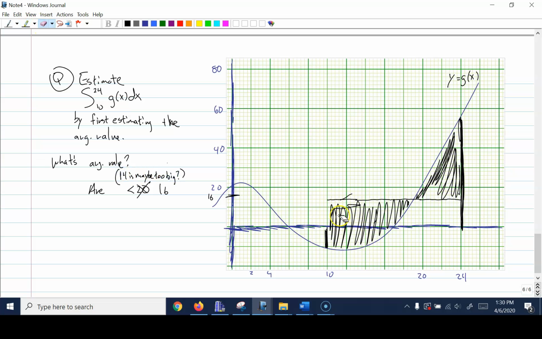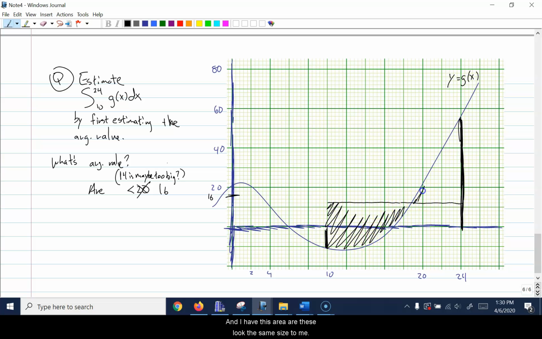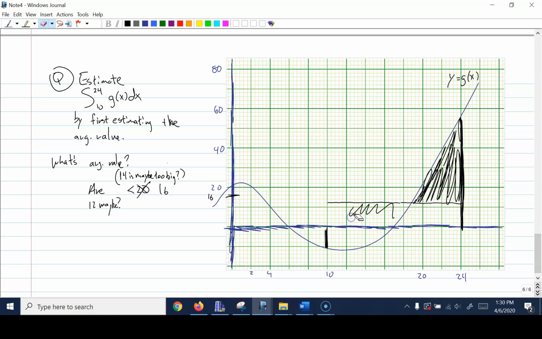Try scooting it down 1 more notch to 12. What'll it look like? Here's 12. Now I have this area, and I have this area. Oh, these look the same size to me. Yeah, this looks like they are now the same size. I'm going to say the average is 12, maybe. Okay.